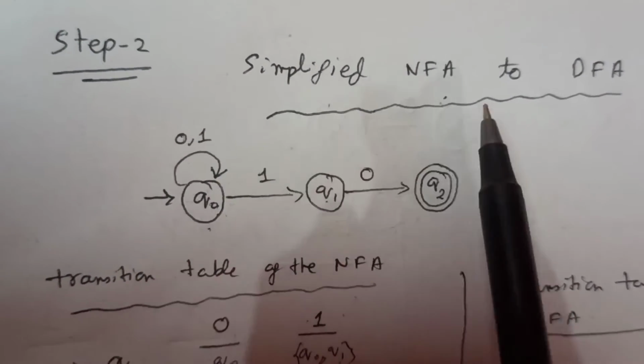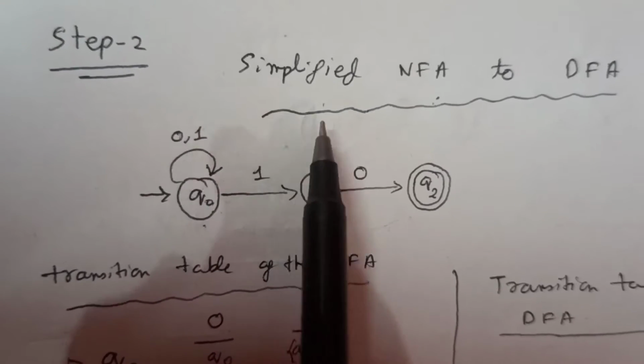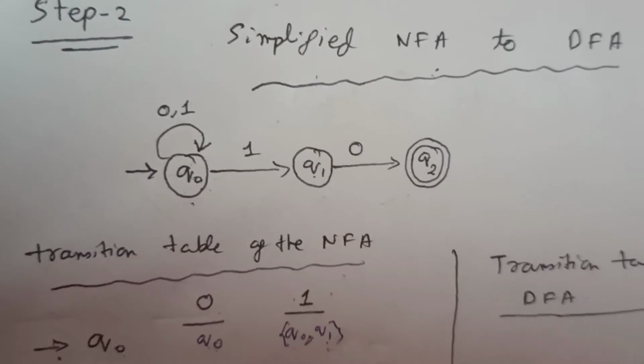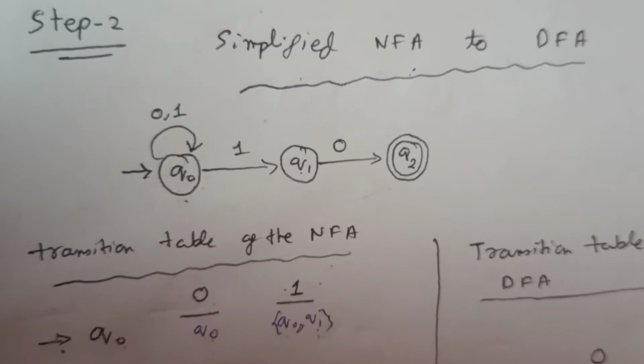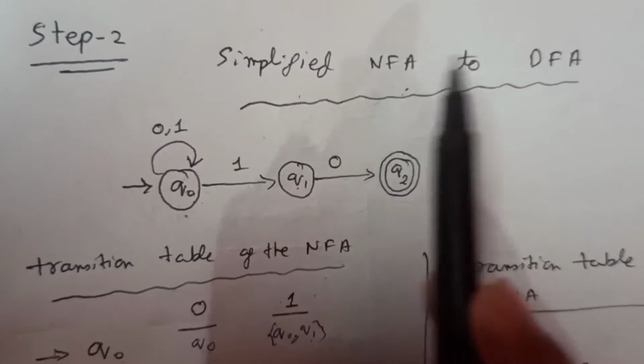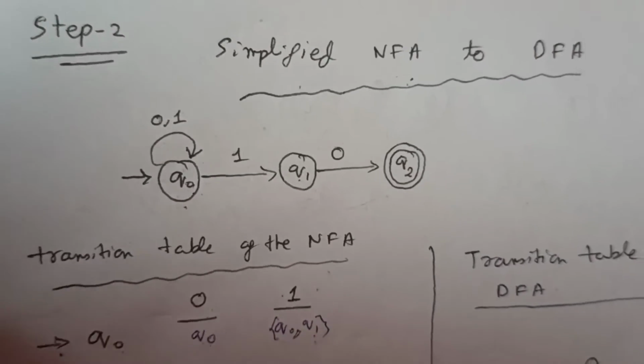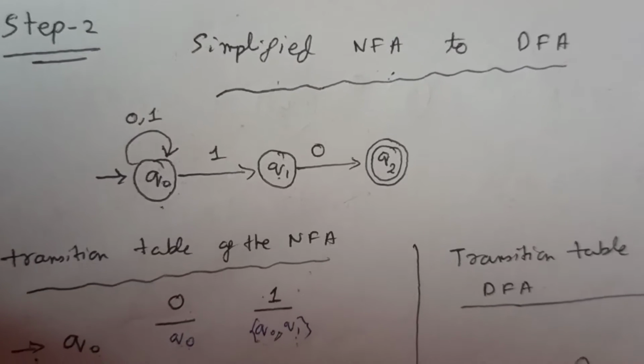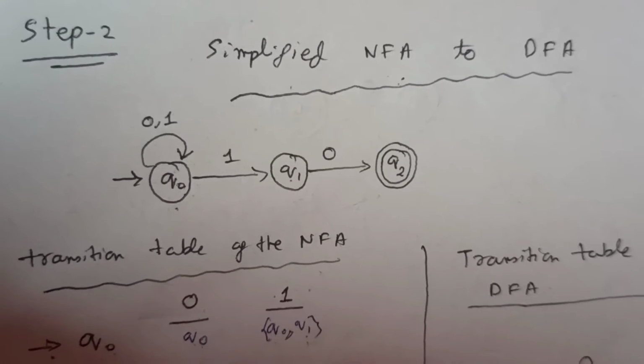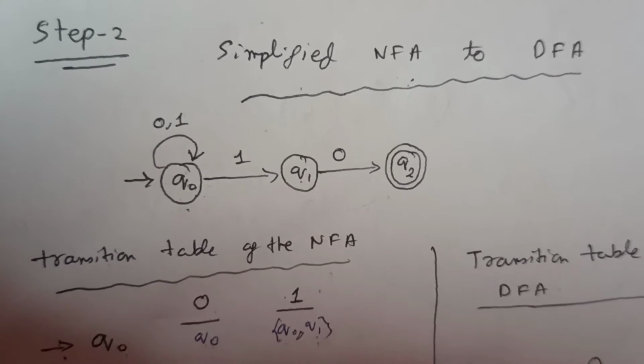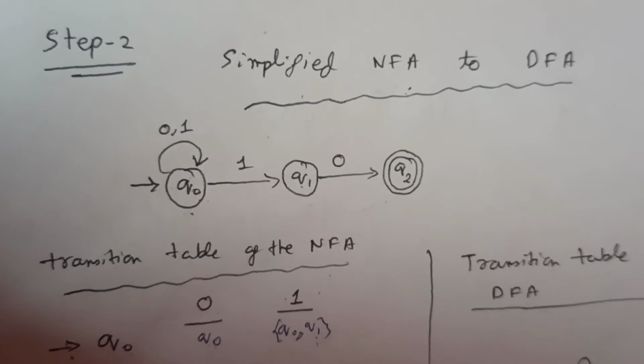Today we will learn about the conversion of NFA to DFA just like our previous video. In our previous video we learned the first step of how to convert NFA to a DFA. The first step was to remove the null transitions, and after removing the null transitions what we get is also a NFA, but it is simplified from the previous NFA.